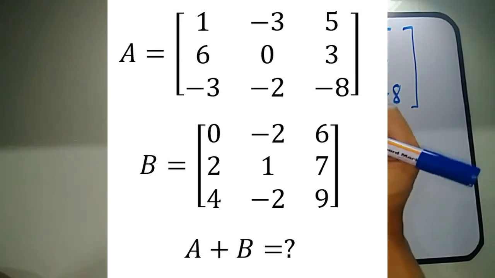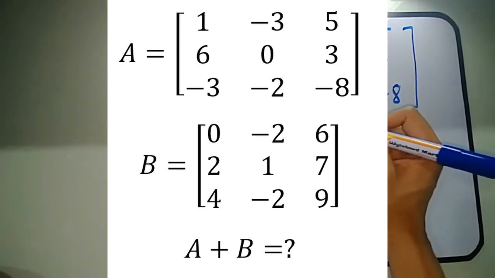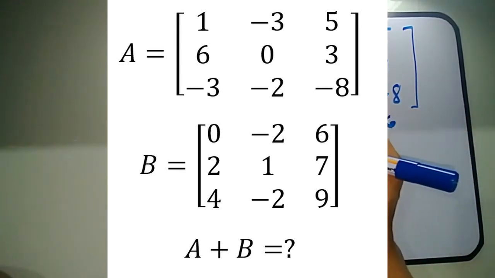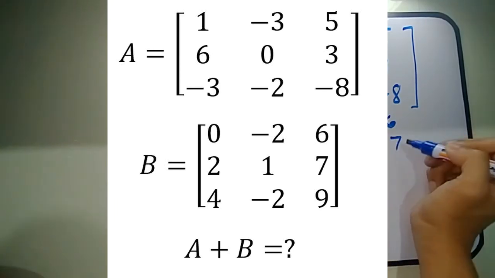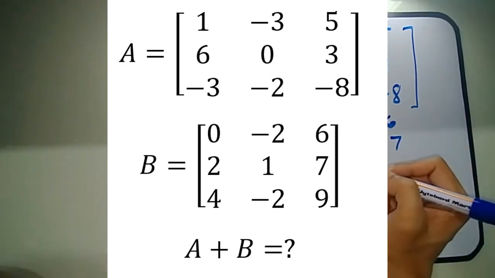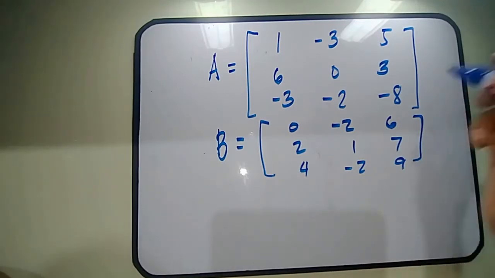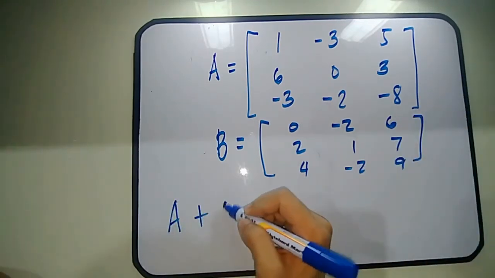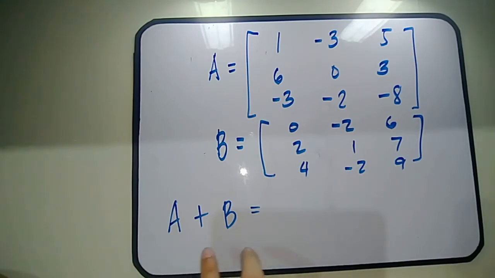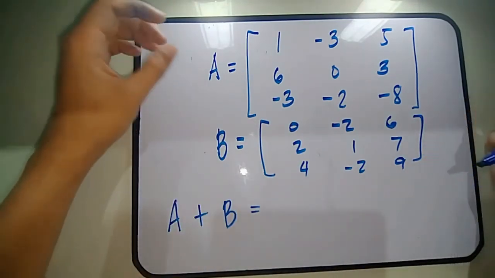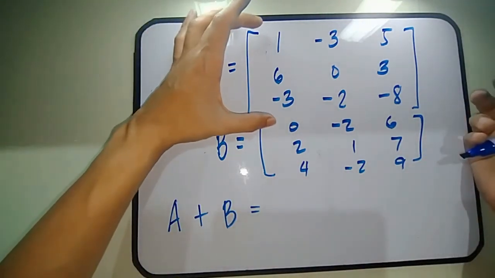So we have here 0, negative 2, 6, 2, 1, 7, and we have here 4, negative 2, 9. So dapat equal yung size nila. So A plus B. So matrix A plus matrix B. So basically guys, yung mga elements natin is, i-add natin siya.